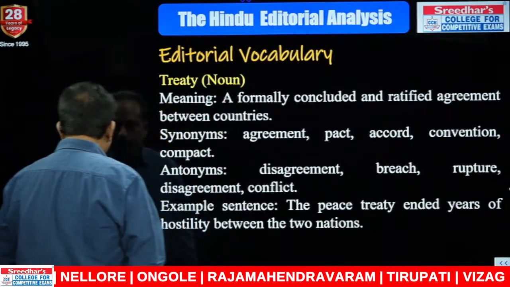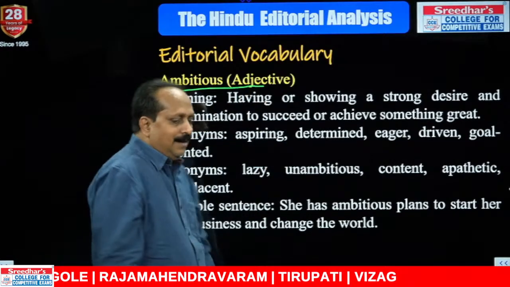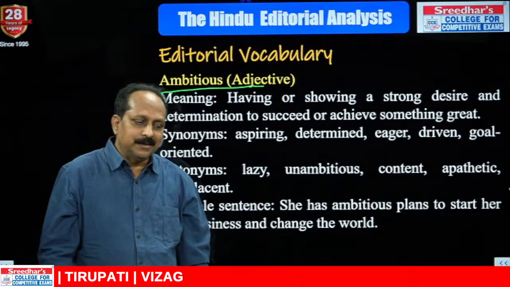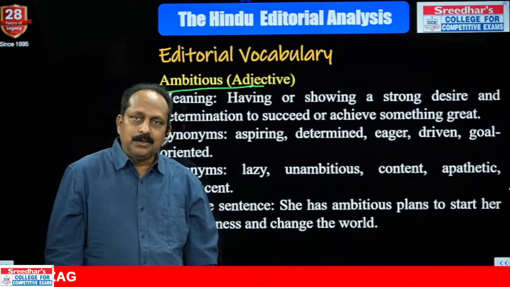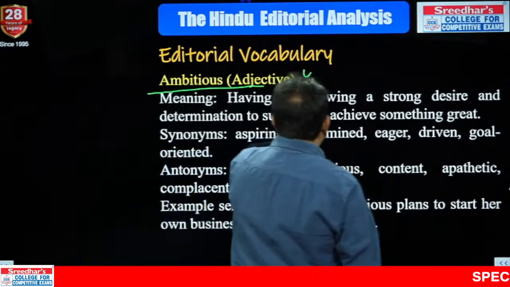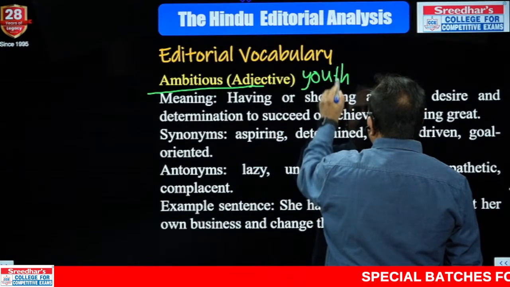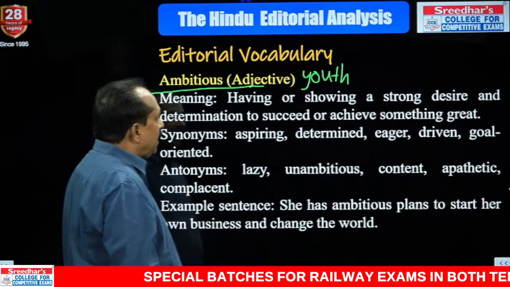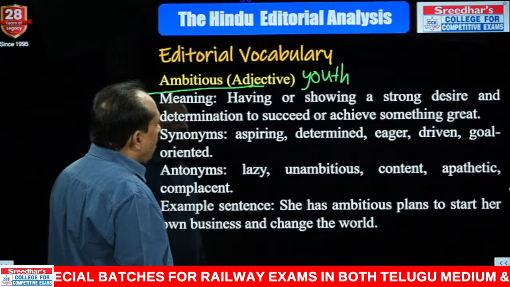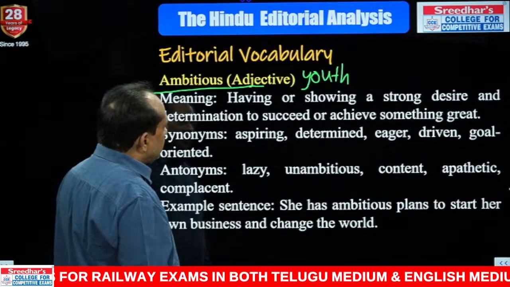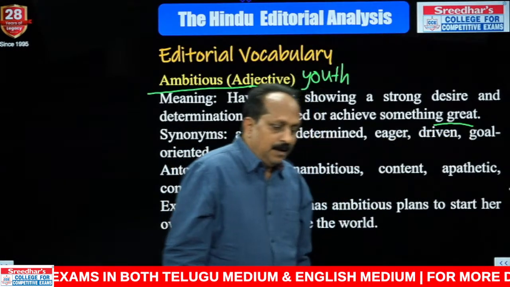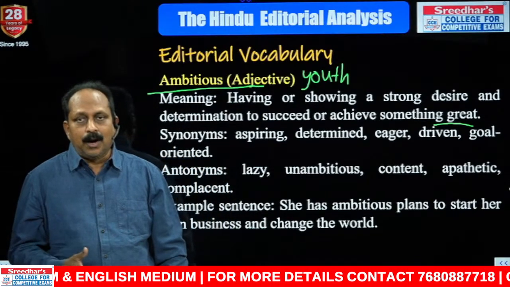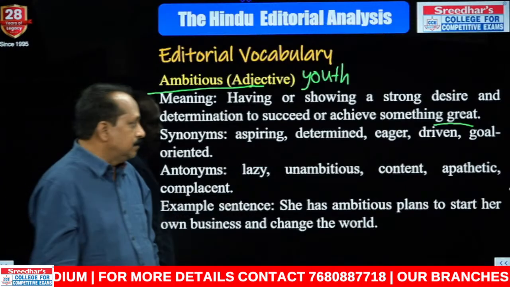The next word, ambitious. This goes with you people. Ambitious youth. Youngsters have to be ambitious. Ambition, noun. Ambitious, adjective. What is the typical combination? It goes with you guys. Ambitious youth. What does it mean? Part of speech, obviously adjective. Having or showing a strong desire and determination to succeed or achieve something great, not something ordinary. You're trying for something great, you work very hard, you strive a lot, then that is ambition.